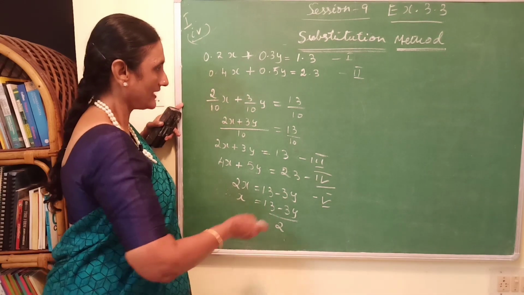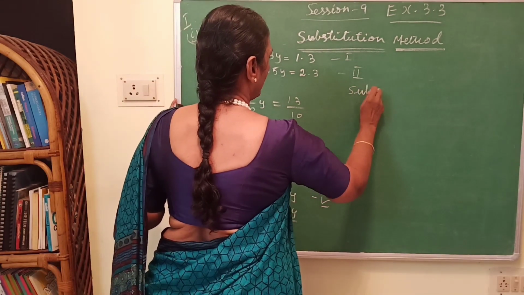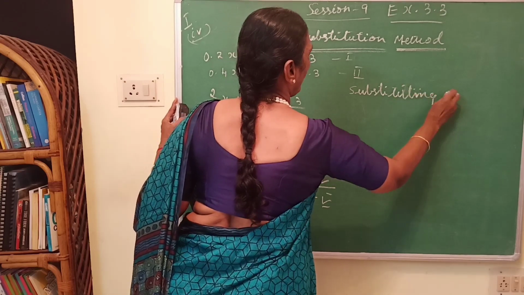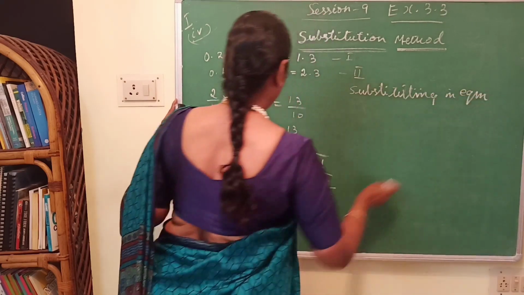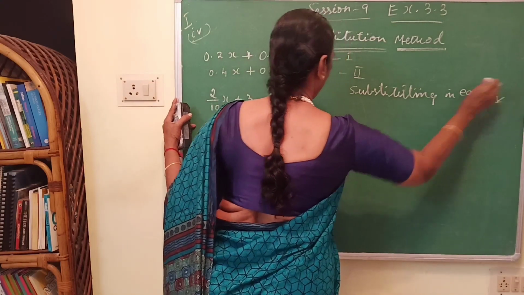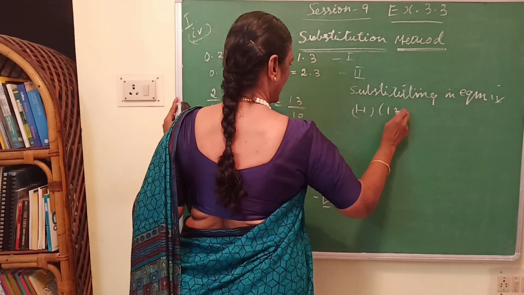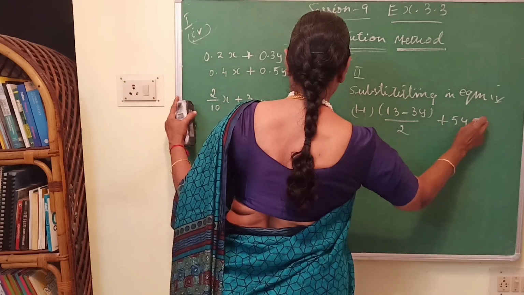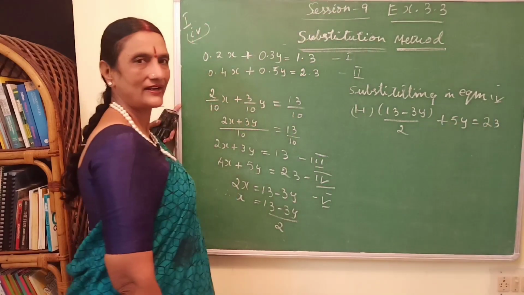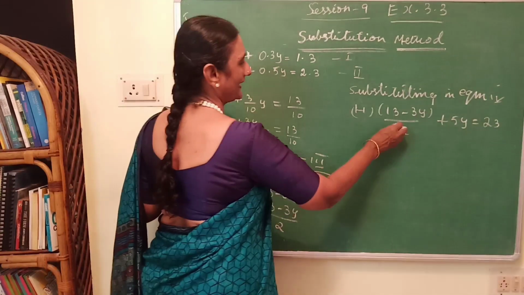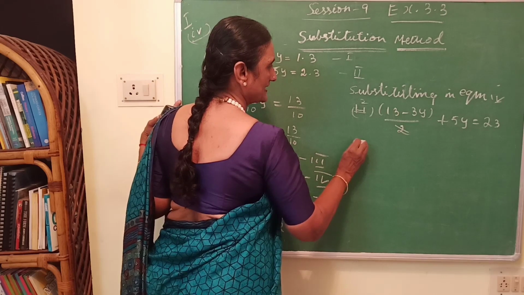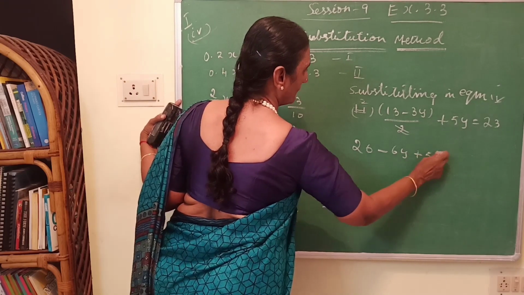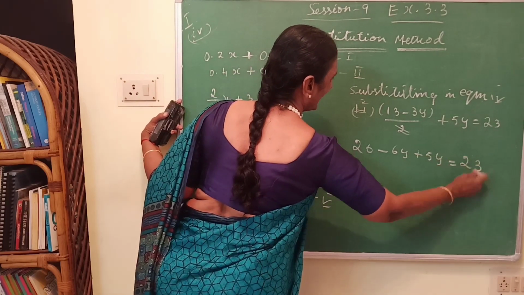Now, if you take this, substituting in equation 4, let me write it. Substituting in equation 4, I have got 4 into (13 minus 3y) by 2 plus 5y is equal to 23. Are you understanding? Is that clear to you? Now I can cancel. This becomes 2. 2 13s are 26. 2 3s are minus 6y. And then plus 5y, you are getting the answer to be 23.